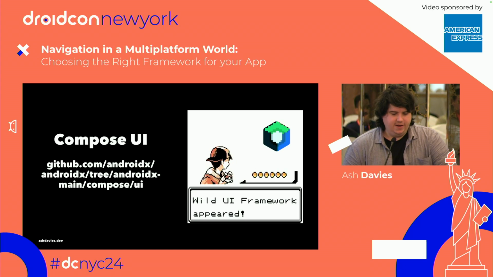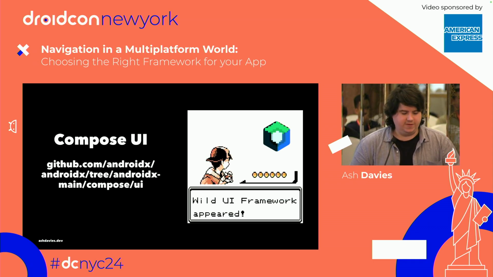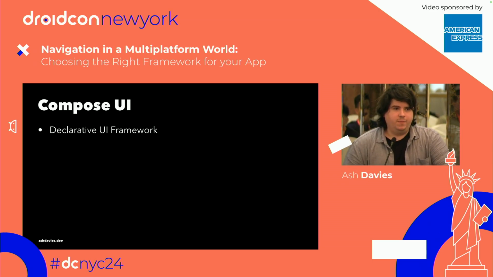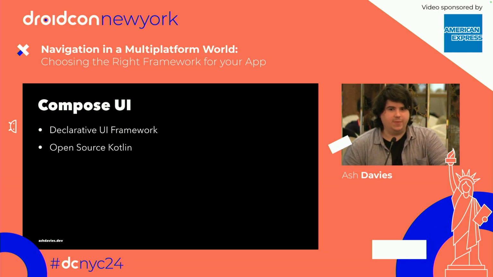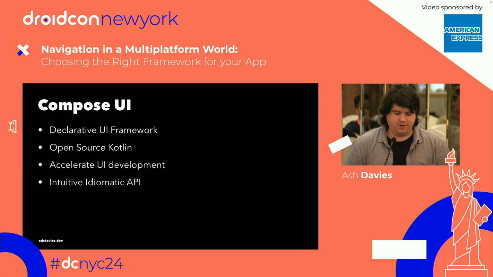But of course, since then, Compose UI has been introduced, announced at Google I/O in 2019, but didn't reach stability until 2021, quite recently. Well, not quite recently, but more recently than 2019. Compose UI was a way of building a UI structure with a declarative UI framework. It was open source and built in Kotlin, accelerated UI development, and introduced an intuitive, idiomatic API for building your view structures. And it was really nice for a lot of people.